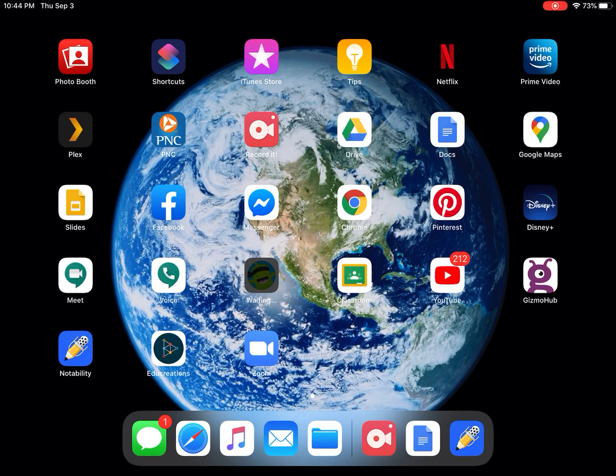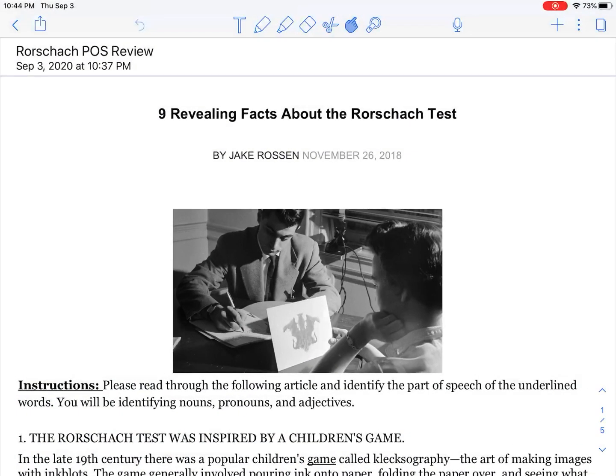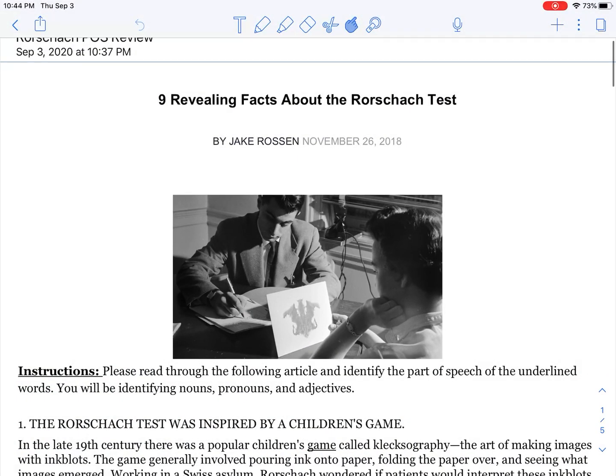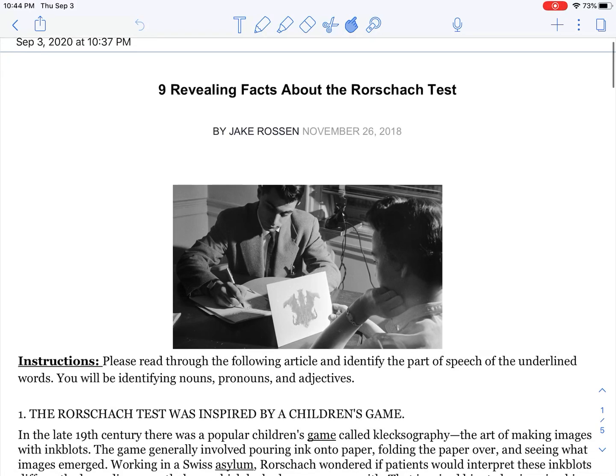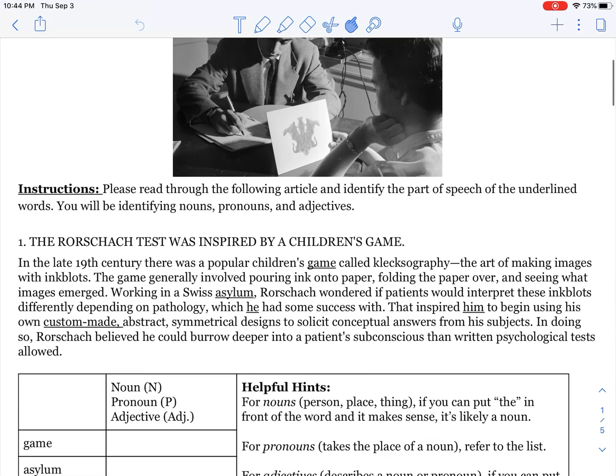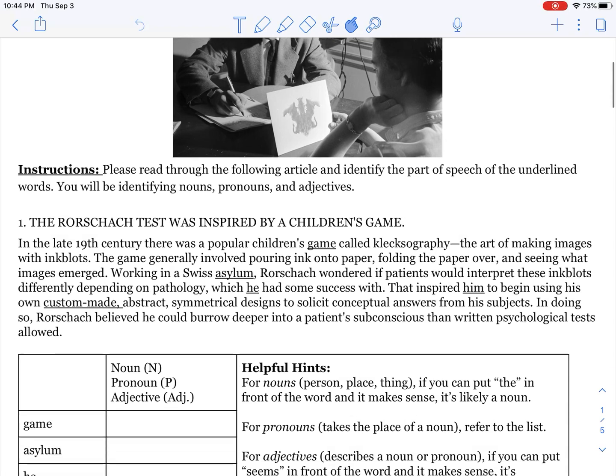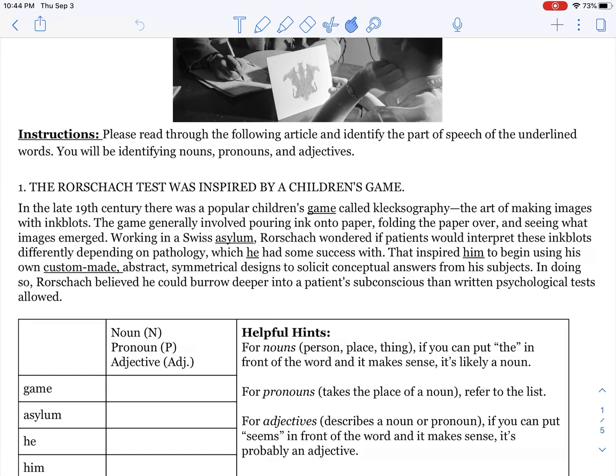Today we're going to do a review on parts of speech, specifically nouns, pronouns, and adjectives. So what I've done is I have found this kind of neat and interesting article that says 9 revealing facts about the Rorschach test. And I figured that I would find something that has to do with what we're reading, and maybe we'd learn a little something along the way about something we maybe didn't know before as we're working on parts of speech. So here we go.